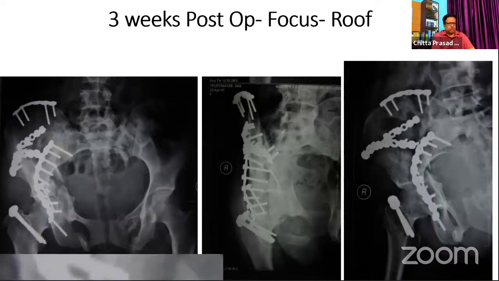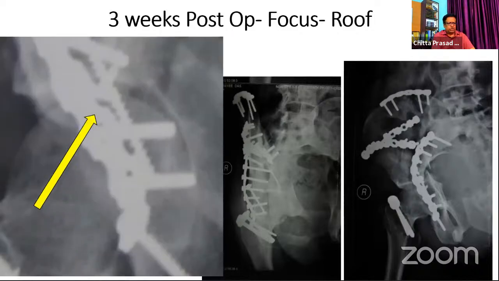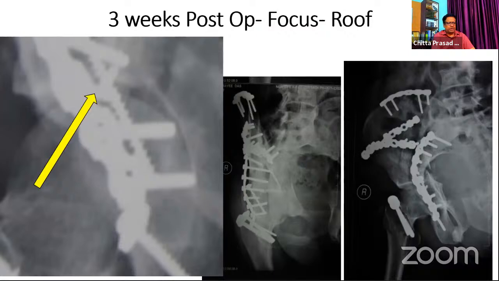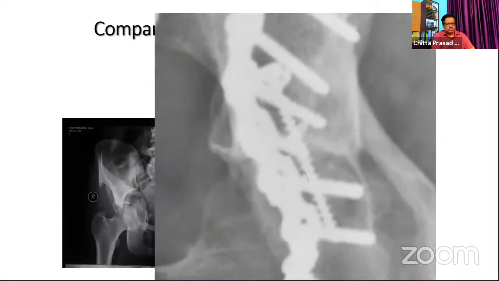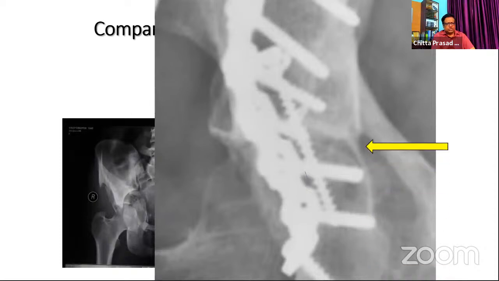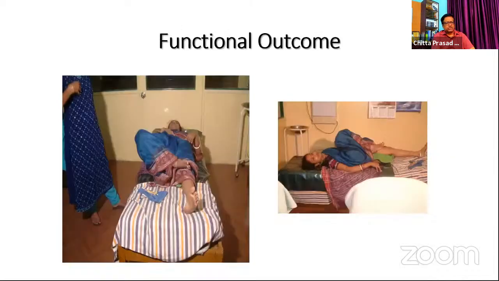This is 3 weeks post-op. You see the x-ray. We have taken care of only the dome area that is congruous and well reduced. We have not cared about the other part of the hip joint. This is 14 years follow-up. You can see that the congruity at the dome is still there, and the patient has a functional hip joint. This is not a recent picture. This was taken about 4 years back.